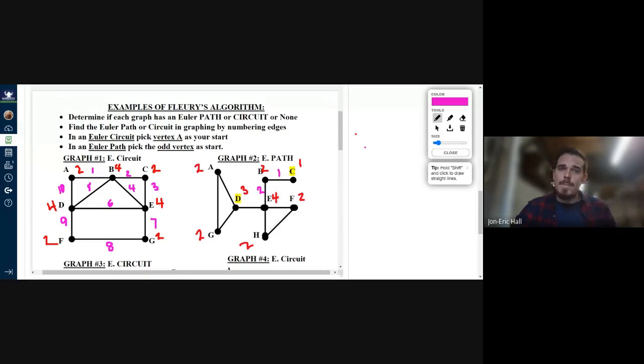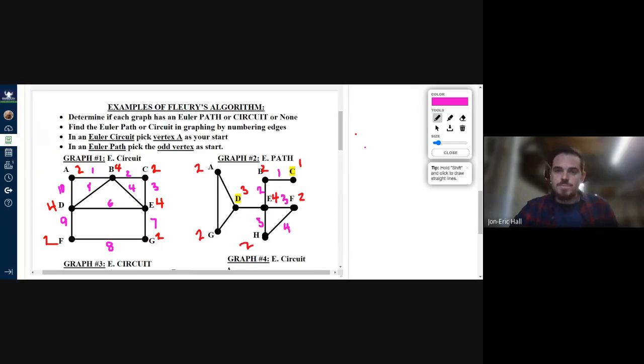We can still do the path even though we burned the bridge. From E, I could go back over here to D. I could go over here to F. It doesn't really matter. Since we're going to start and end at different spots, I'm going to go back over here from E to F and do that 3. You might have gone the other way. F to H, we'll call that 4. H to E, we'll call that 5.